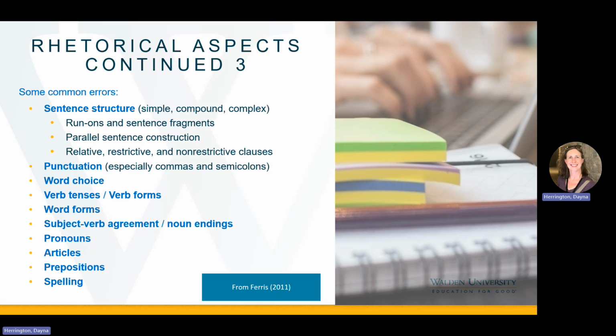Watch for errors in sentence structures, including simple, compound, and complex sentences. As a subset of this, look for run-on sentences and sentence fragments, issues with parallel sentence structure, and issues with relative, restrictive, and non-restrictive clauses. This list of common errors also includes punctuation, specifically commas and semicolons, word choice, verb tense and verb forms, word forms, subject-verb agreement and noun endings, pronouns, articles, prepositions, and spelling. For more information and explanation of these concepts, the Form and Style website has pages on each of these topics.